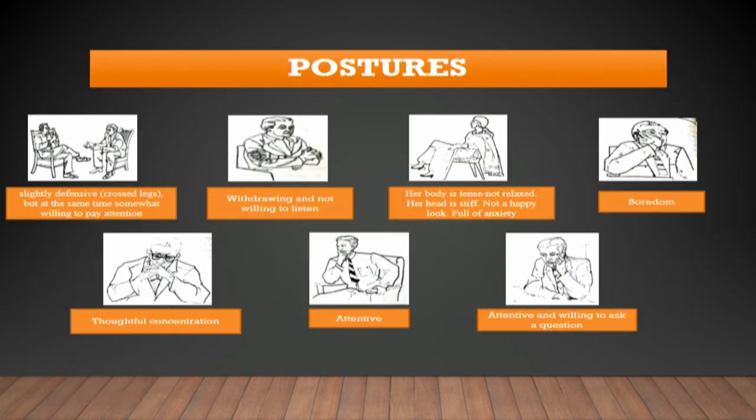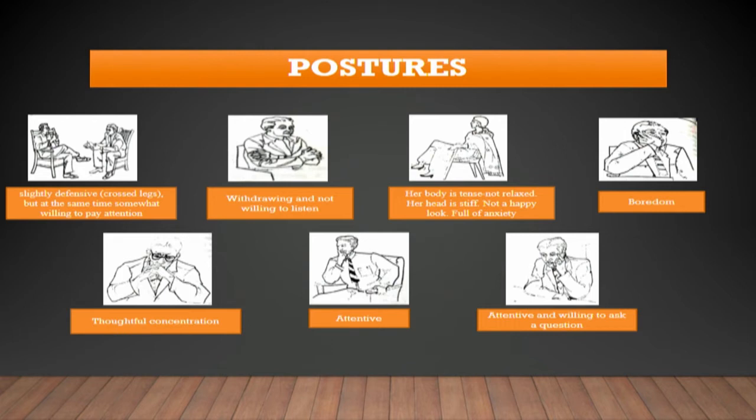Now, as you can see on your screen here, these are certain postures of communication. So what does the first picture on your screen convey? That means the person who is listening here is slightly defensive. You can see that the person has crossed legs. Now crossed legs means that the person is defensive. That means that the person is trying to not accept what exactly is being told. Okay, but at the same time somewhat willing to pay attention, because he is having his hands near his chin.